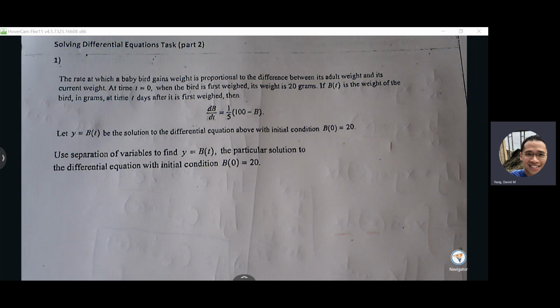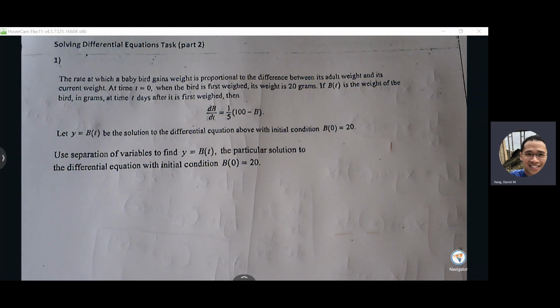Right, so it says the rate at which a baby bird gains weight is proportional to the difference between its adult weight and its current weight. So that's created by this equation that they've given us. At time t equals 0, when the bird is first weighed, its weight is 20 grams. If b of t is the weight of the bird in grams, then db over dt equals 1/5 times (100 minus b). Let b of t be the solution to the differential equation.